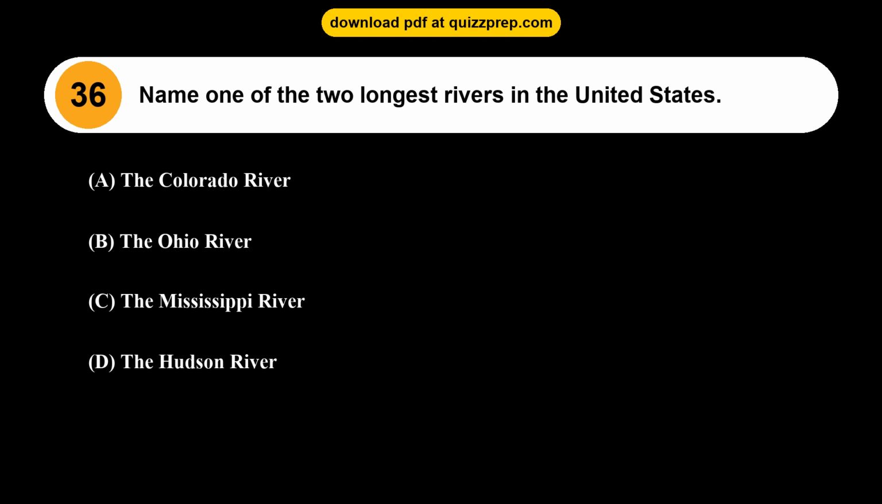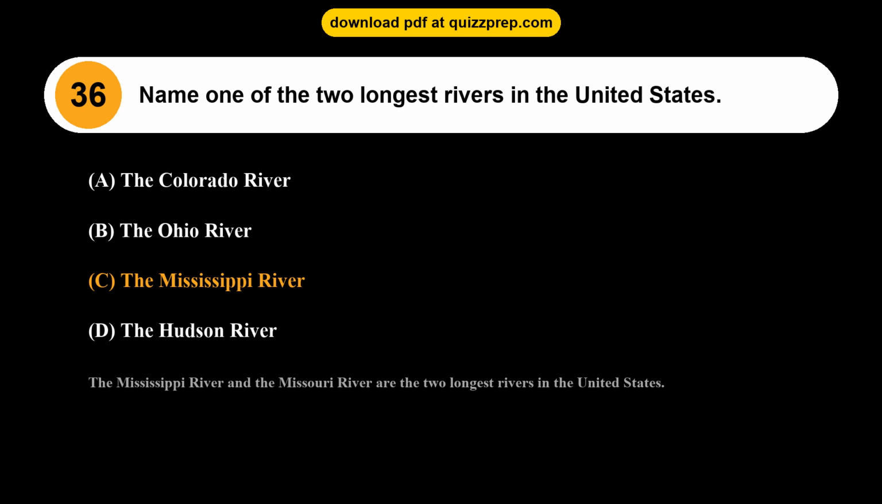Question 36. Name one of the two longest rivers in the United States. Option A. The Colorado River. Option B. The Ohio River. Option C. The Mississippi River. Option D. The Hudson River. The correct answer is option C. The Mississippi River. The Mississippi River and the Missouri River are the two longest rivers in the United States.